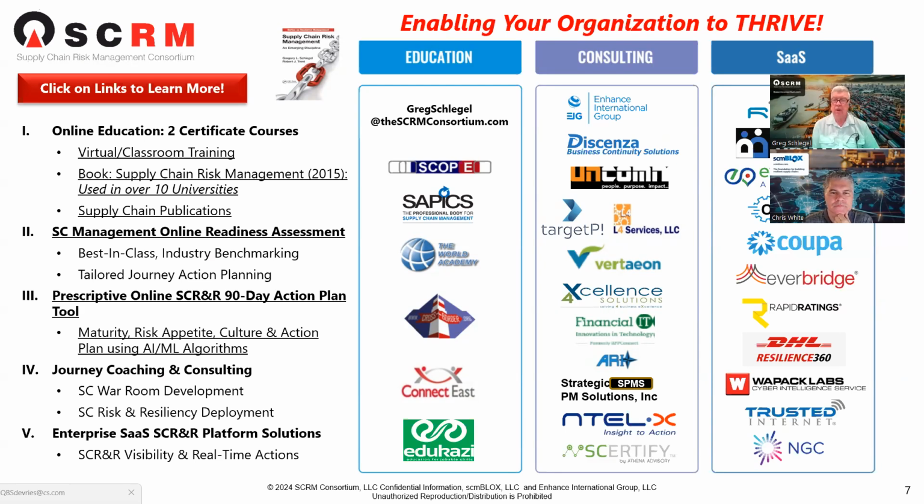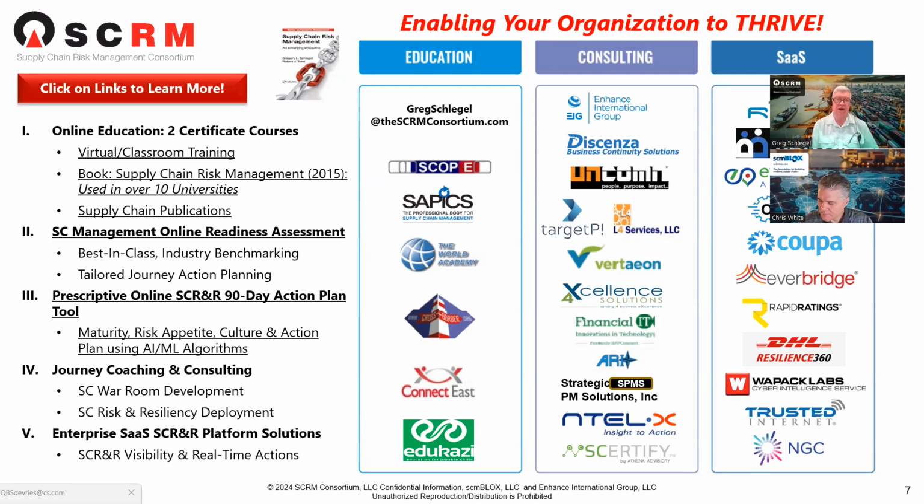This is who we are and what we do at the consortium. We have three pillars. You can see them on the right. We do a lot of education around the globe. We consult around the globe. And we have several heavy-hitting software companies, software as a service, that support the heavy lifting associated with mapping and optimizing your global supply chain.